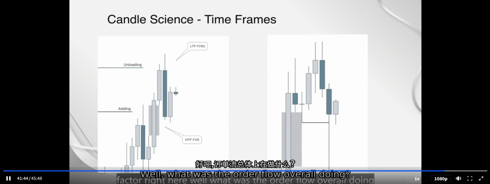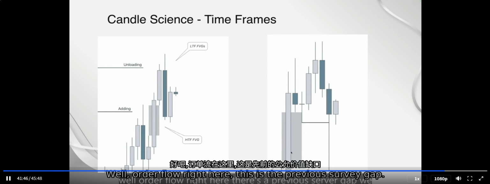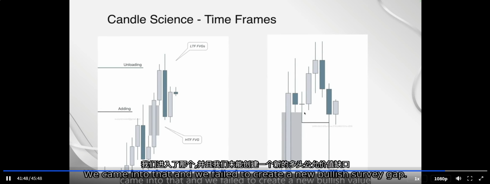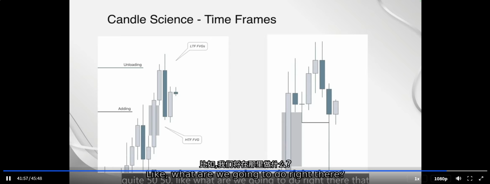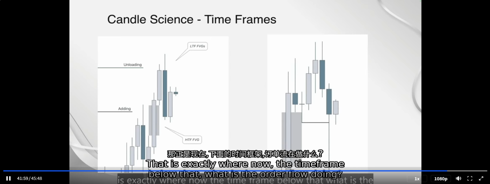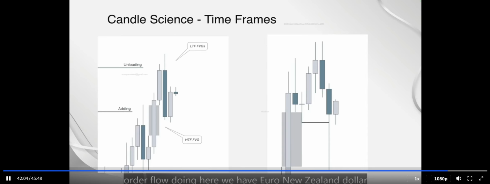Well, what was order flow overall doing? Well, order flow right here, this is the previous fair value gap. We came into that and we failed to create a new bullish fair value gap. Makes it difficult. So on a daily time frame, this is quite 50-50. Like, what are we going to do right there? That is exactly where, now, a time frame below that, what is the order flow doing?